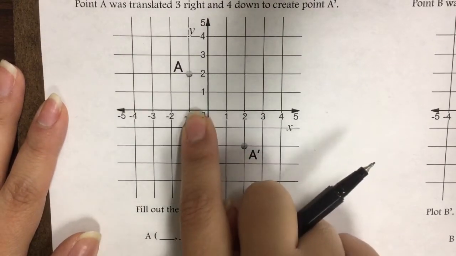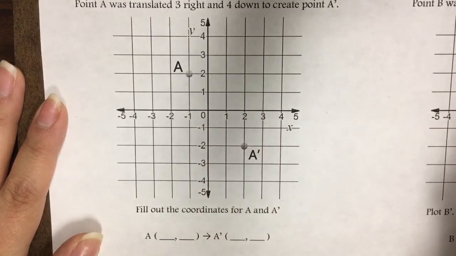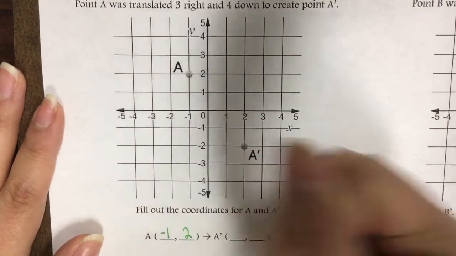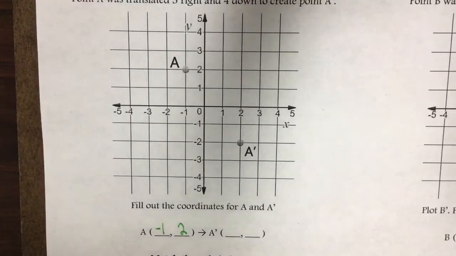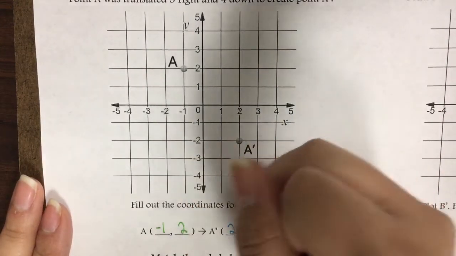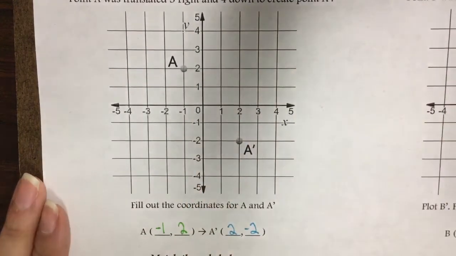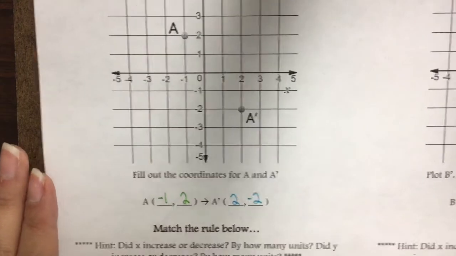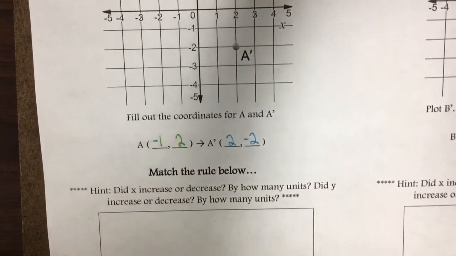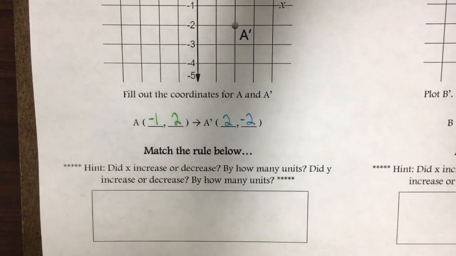So A, the coordinate, remember it's always x comma y, is negative 1, 2. And then that changed to A prime when it was translated, and now the new coordinate is 2, negative 2. So you guys have a bank of different rules, but if we were to write our own rule, it says, does x increase or decrease by how many units?